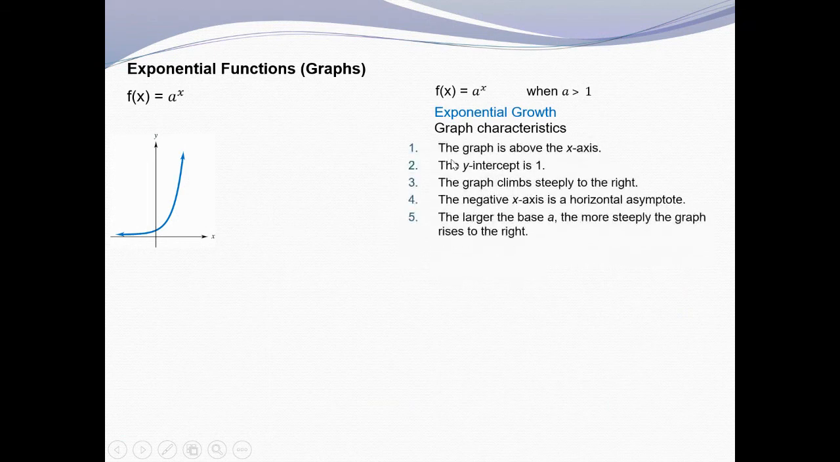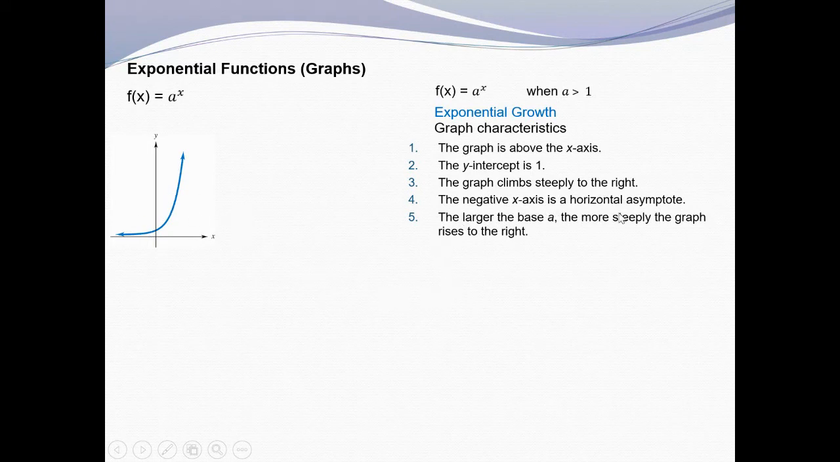So this is like the parent. If you have a base to the x power, and if a is more than 1, it's going to be exponential growth, which means it's low, and as x increases, as x gets bigger, so does y. This is called the graph characteristics. The graph is above the x-axis. This is my x-axis, the graph is above the x-axis. The y-intercept will always be 1. The graph climbs steeply to the right.